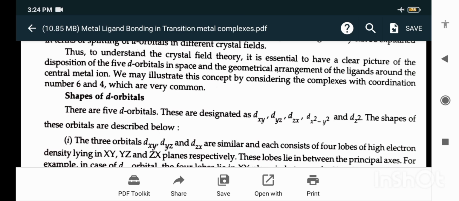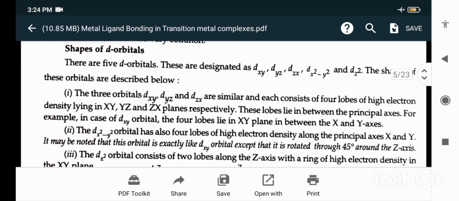These are designated as dxy, dyz, dzx, dx square minus y square, and dz square. The shapes of these orbitals are described below. The three orbitals dxy, dyz, and dzx are similar, and each consists of four lobes of higher electron density lying in the xy, yz, and zx planes respectively. These lobes lie in between the principal axes. For example, in case of the dxy orbital, the four lobes lie in the xy plane in between the x and y axes.